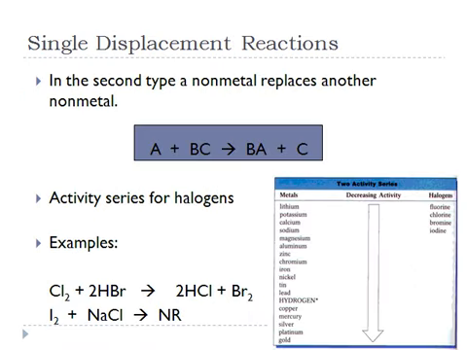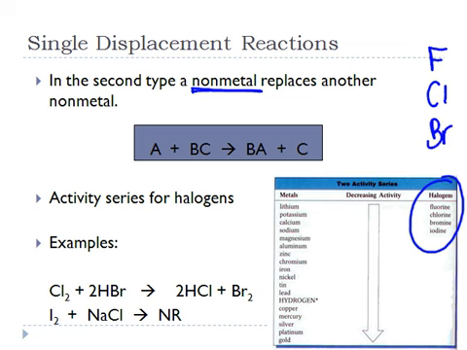All right, the second type of single displacement reaction is where you have a nonmetal replacing another nonmetal, okay? So we looked before at metals that bumped each other out. Here we're looking at nonmetals replacing each other in a compound. So the activity series for halogens is the most common one that you need to know, and it's straight off your periodic table. So if you look at the order that's here on my activity series chart, it's the same order that your halogens appear on your periodic table. So you actually don't need an activity series because you can just look it up straight on the periodic table.